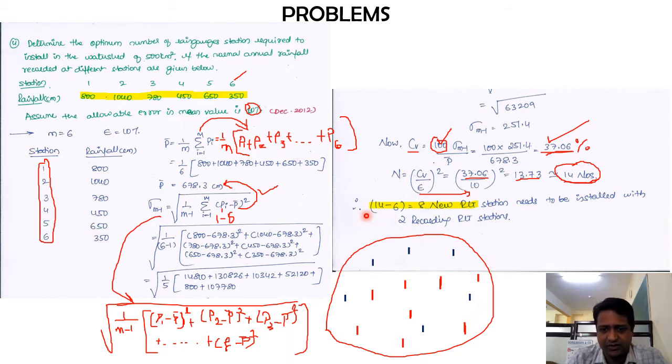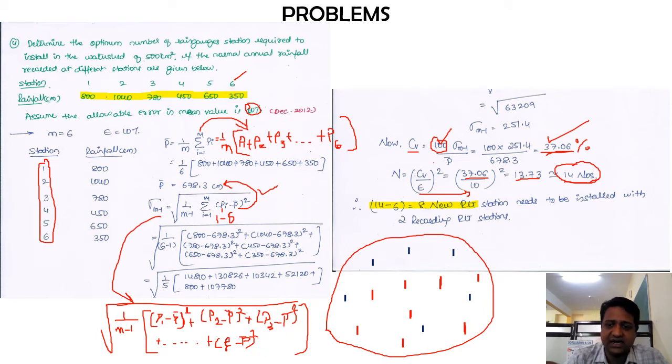Ultimately, here we require 8 new rain gauge stations in this problem. As you can see in the question, they have not mentioned whether the present 6 rain gauge stations are recording or non-recording. If nothing is given, then you need to assume that they are a non-recording type of rain gauge station.